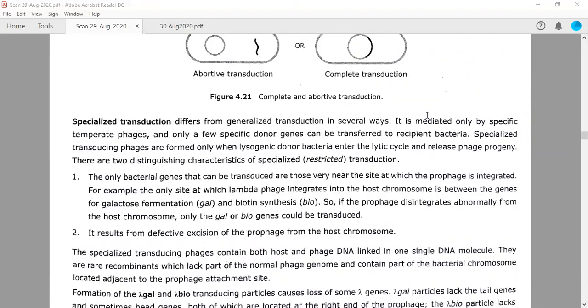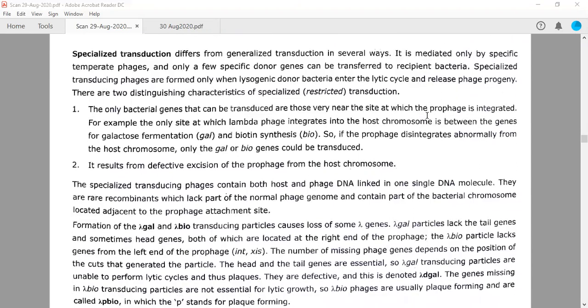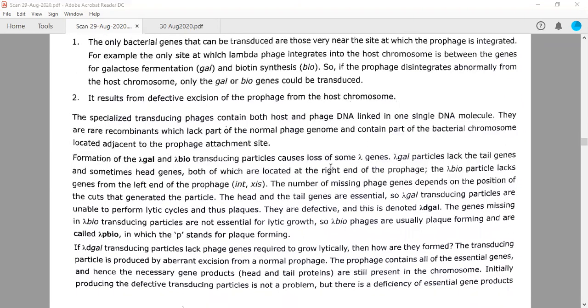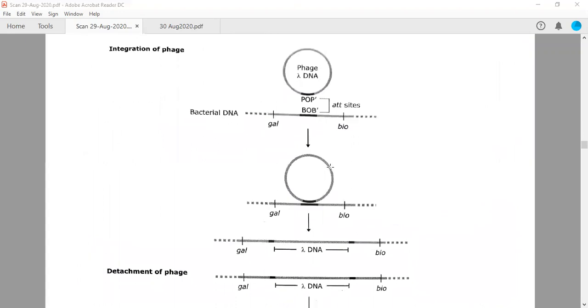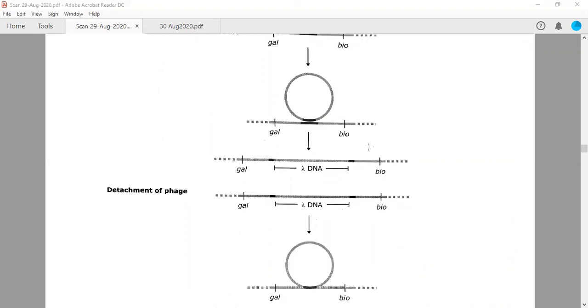Now there is a second type that is called specialized transduction. In this type, I will show you first one diagram. So this is actually showing the specialized transduction. What is this diagram depicting?